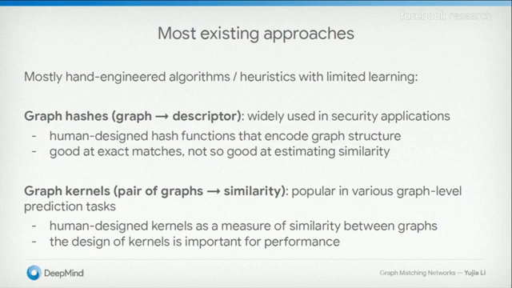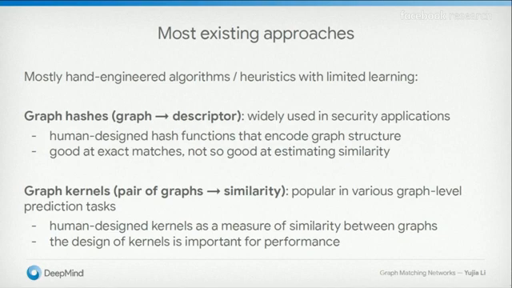Most existing approaches to estimating graph similarity are based on hand-engineered algorithms or heuristics with only a limited amount of learning. Most notably, one approach is based on graph hashes that map each graph into a descriptor through some human-designed hash functions that encode the graph structure. This approach is widely used in security applications. It is very good at finding exact matches, but not so good at finding similar graphs.